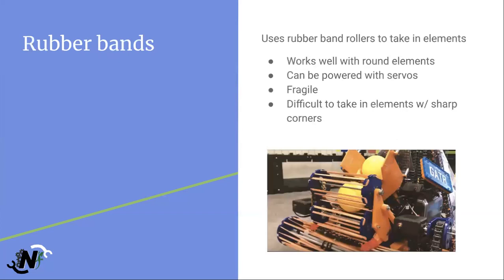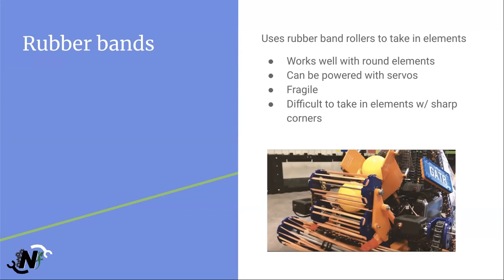Next up, we have rubber band intakes, which use rubber band rollers to take in elements. As you can see over here, we have 2 plates with rubber bands stretched between them. And what this does is, because there's nothing supporting the rubber bands in the middle, the rubber bands can bend around elements. This works particularly well with rounder elements, as it can sort of just roll the elements up.